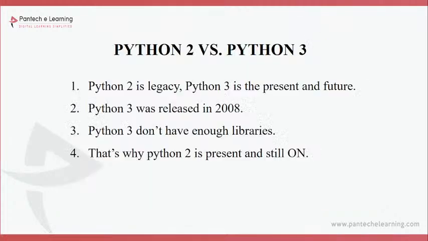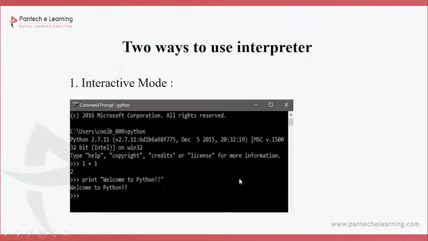So the difference between Python 2 versus Python 3. First, we are using Python 3 versions. Python 2 is legacy, Python 3 is present and future. Python 3 was released in 2008. Python 3 did not have enough libraries at first, while Python 2 is present and still on.